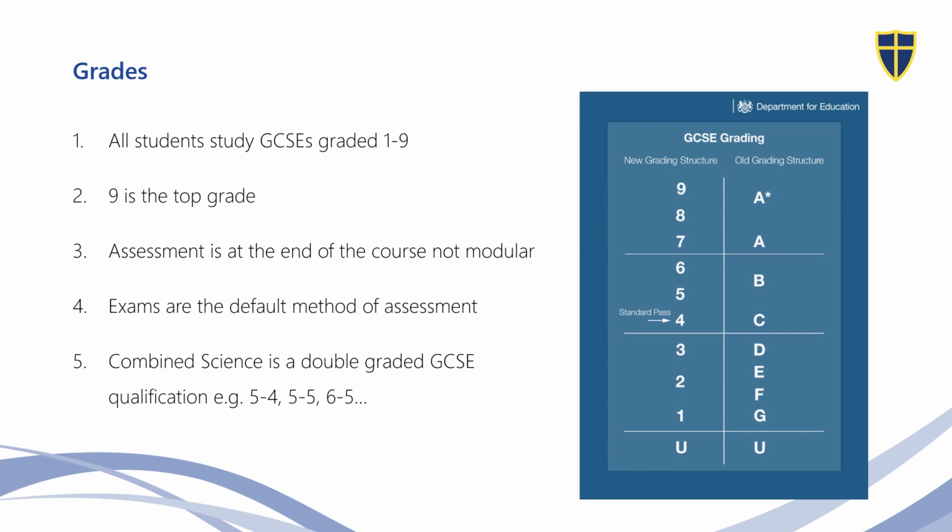The grading structure 1 to 9 has been with us for some years now, but this is useful for reference. It shows you how the old letter grading system compares to the 1 to 9 numerical system. 9 is obviously our top grade and 1 is our lowest grade. The only unusual thing you might notice in the report is combined science. If your child is somewhere between set 2 to set 6, they will be completing combined science. This is a double award GCSE, and you will see the two numbers together as shown on bullet point 5.